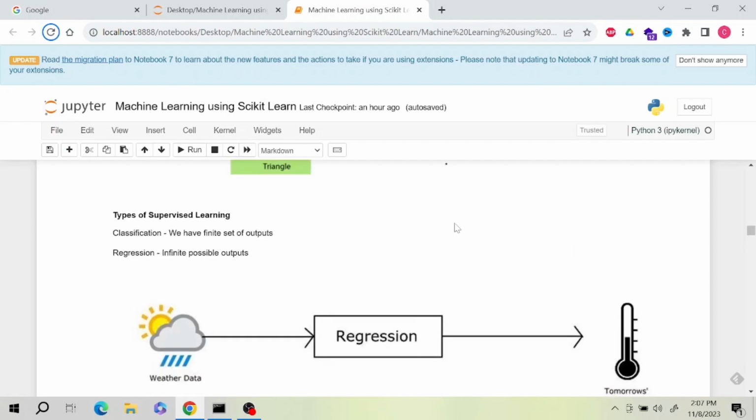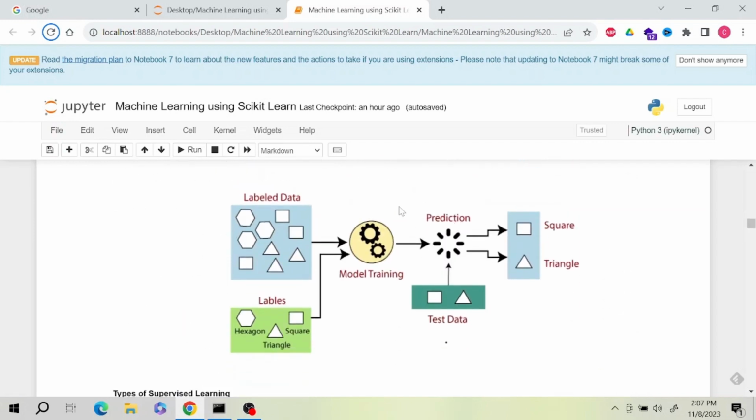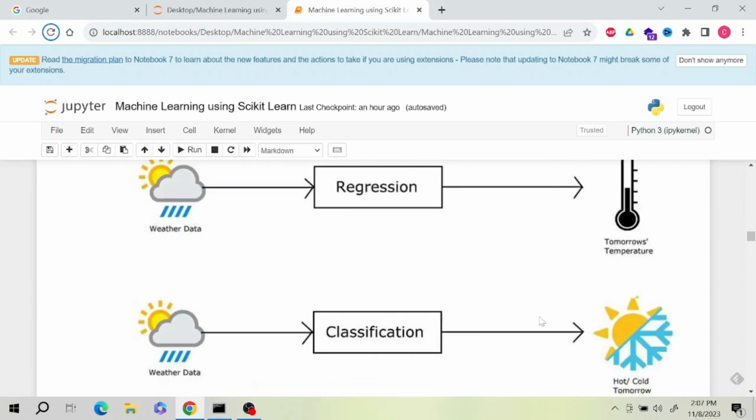So one more time: if we are providing the data along with its true labels, then we call such machine learning supervised machine learning. If we have only a few finite possible outputs, then that subcategory of supervised learning we call classification, and if there are infinite possible outputs, then we call it regression.